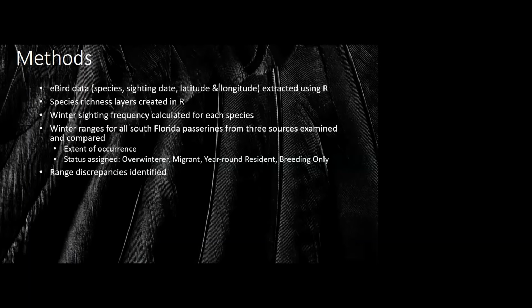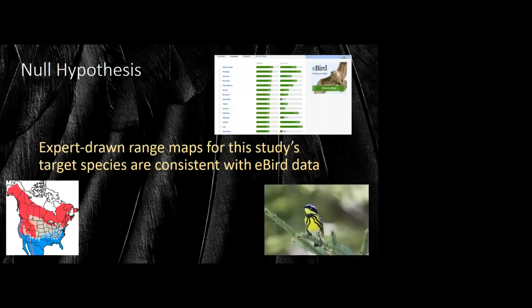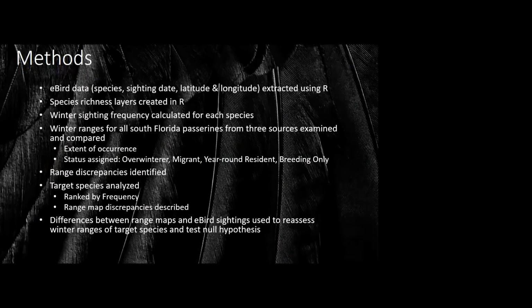I looked to see if they were labeled an overwinterer in this area, a migrant, a year-round resident, or breeding only. I identified different range discrepancies between what the eBird data reported and what these expert drawn range maps reported. And then I analyzed those target species and ranked them by frequency of sightings, and I described the range map discrepancies. Those differences between the range maps and eBird sightings were used to reassess the winter ranges of these target species and test my null hypothesis.